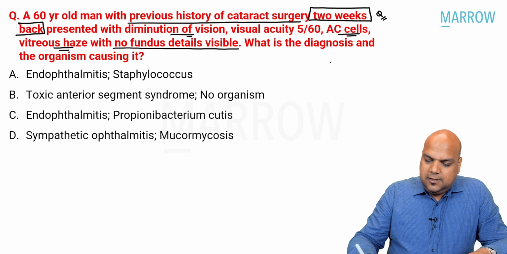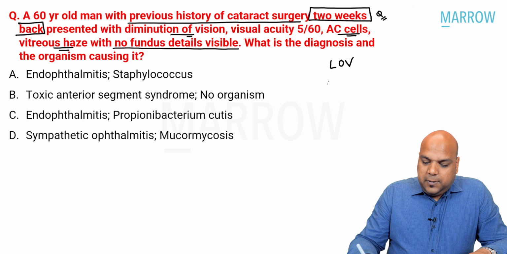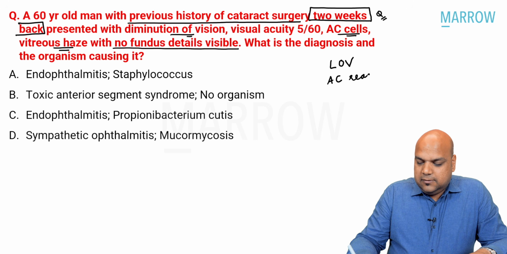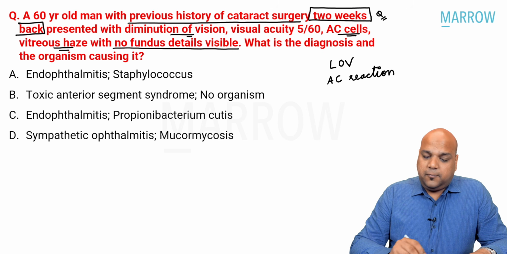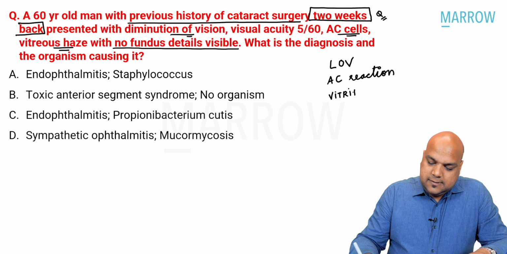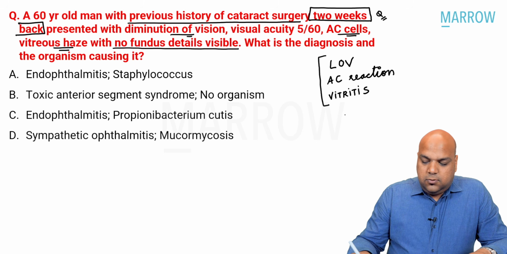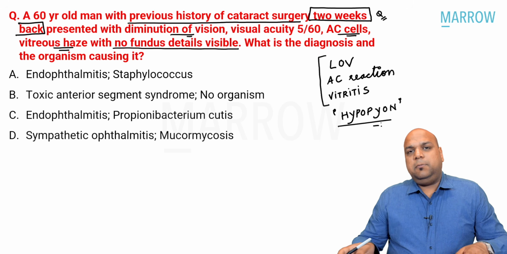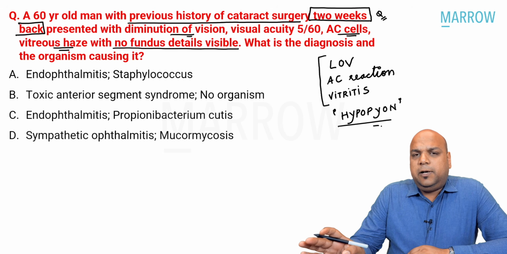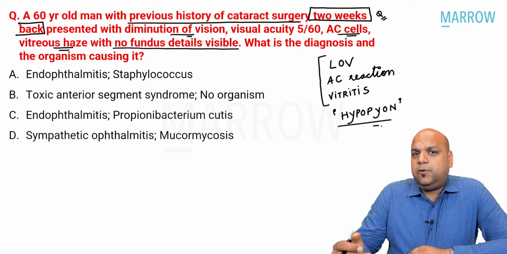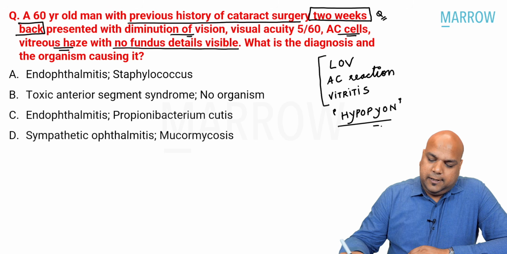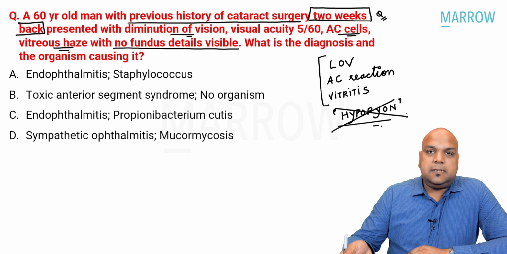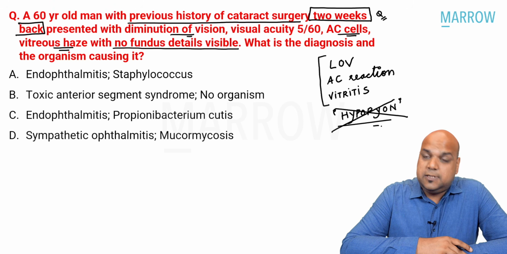After cataract surgery, the patient has loss of vision. The patient has AC reaction, that means AC inflammation. And the patient also has vitreous haze, that means the patient has vitritis. Now, one word which we could have been looking for, which is not present in this question, is hypopyon. Had hypopyon been mentioned, our case would have been pretty simple. Hypopyon, pus along with all this would have made it a case of endophthalmitis. But hypopyon is not mentioned. Still, what are the options?